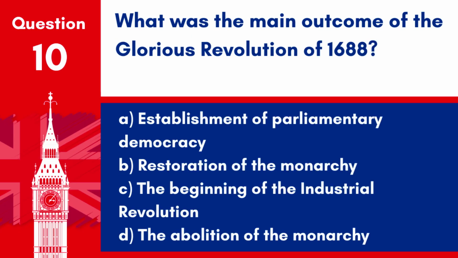Question 10. What was the main outcome of the Glorious Revolution of 1688? A. Establishment of parliamentary democracy. B. Restoration of the monarchy. C. The beginning of the Industrial Revolution. D. The abolition of the monarchy. Answer: A. Establishment of parliamentary democracy. The Glorious Revolution of 1688 established parliamentary democracy by affirming the power of Parliament over the monarchy.